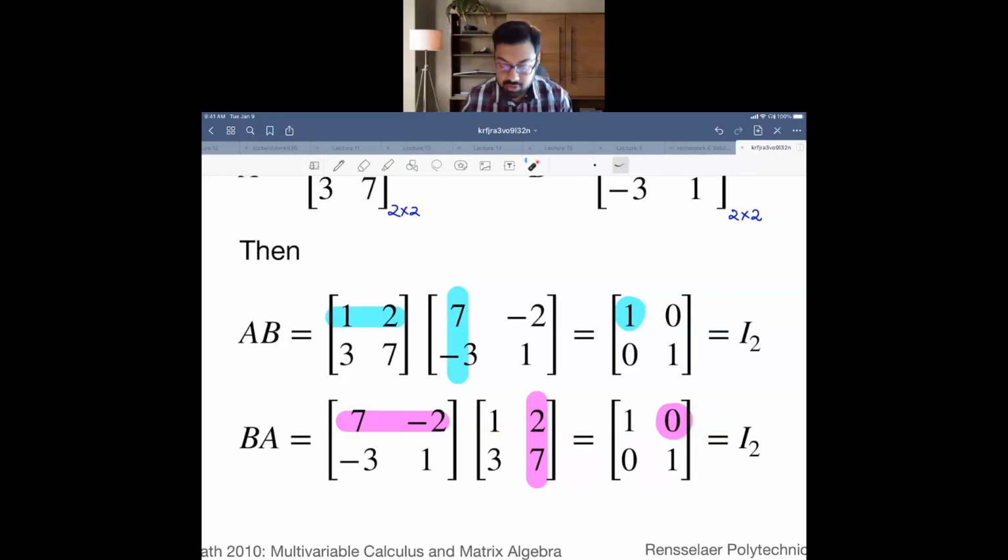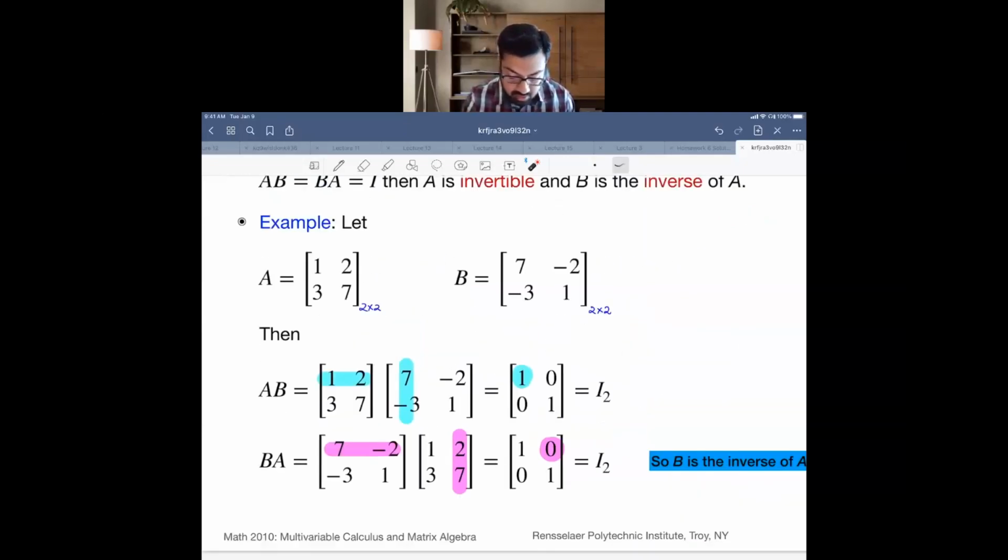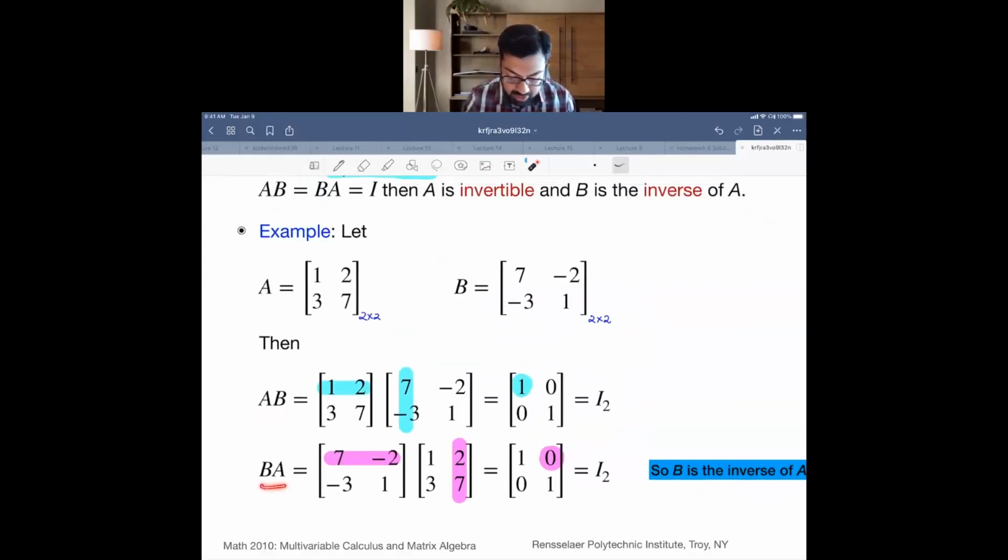Similarly, you can fill in all the others. You should get an identity matrix, and you are getting an identity matrix, same size, I2, right? So in this case, AB equals BA equals identity matrix, both of them, which means that B is said to be the inverse of A. So that's the conclusion that we are drawing here.